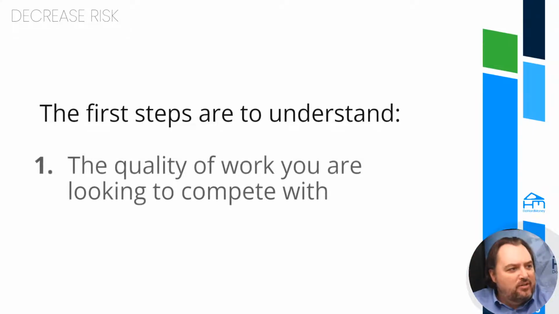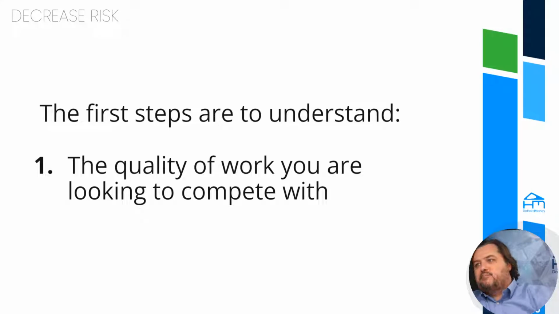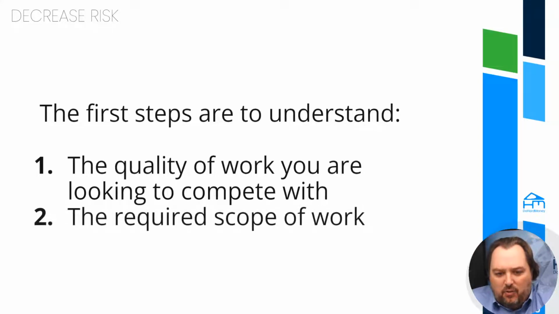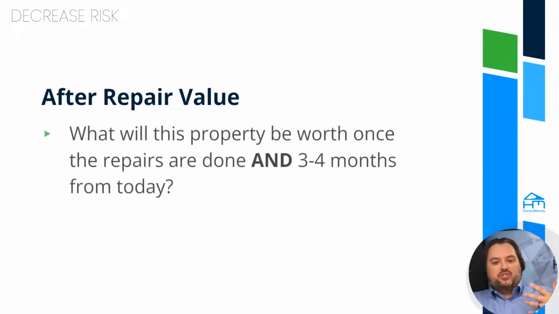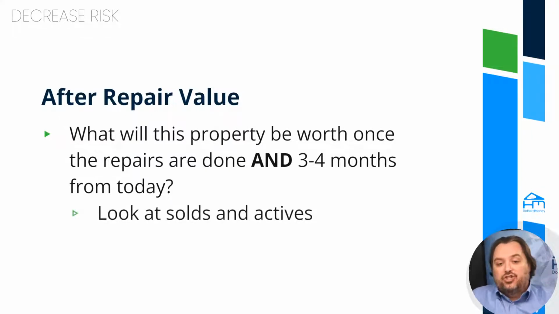So the first steps are to understand a few things. Number one, the quality of work you're planning to do. What type of quality work is this going to be? That's one of the things you've got to really look at. And the required scope of work, meaning what are we actually going to do to this property? Those things are going to help us with what's called our after repaired value. That is what the property will be worth once the repairs are done, and it's three to four months from today, because it's going to take you some time to get those done, and it's going to take you some time to actually find a buyer. So we're trying to predict the future just a little bit, as things change as time goes on.